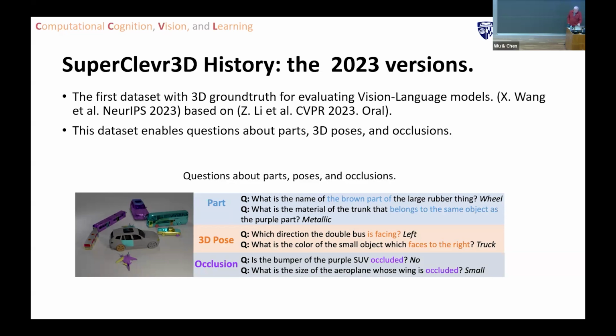3D pose: what direction is the double bus facing? Left, is that facing in the image? You don't really want that. You want to know where it's facing in 3D, those types of questions. Occlusions, I love occlusions because occlusions are a way of showing what sort of algorithms don't work well and which ones do work. Okay, so that's just a starting point.